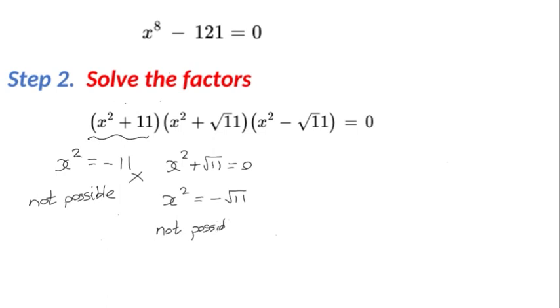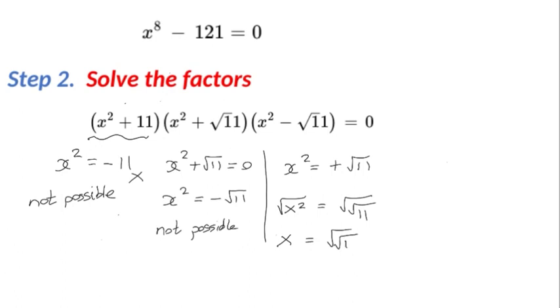So the only one which may be possible is the final one. So let's look at that. We have x squared is equal to plus the square root of 11. And now we need to square root both sides. So we get the square root of x squared is equal to the square root of the square root of 11, and we will get x is equal to the square root of the square root of 11.